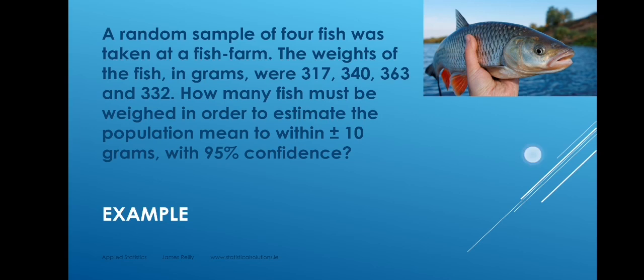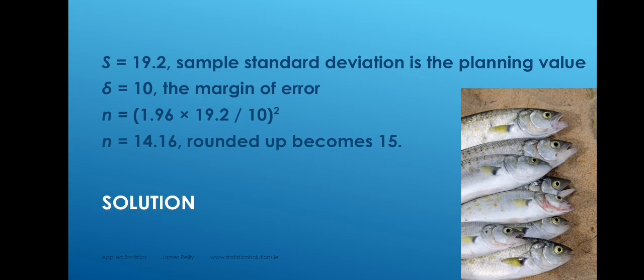So we take those 4 numbers and we calculate the sample standard deviation. It's 19.2. So to the best of our knowledge, that's an estimate of the standard deviation of this population. It might not be perfect, but it's the best estimate that we have. So we will use that value to calculate the sample size that is required. We know that delta equals 10. That's the margin of error that we are willing to tolerate.